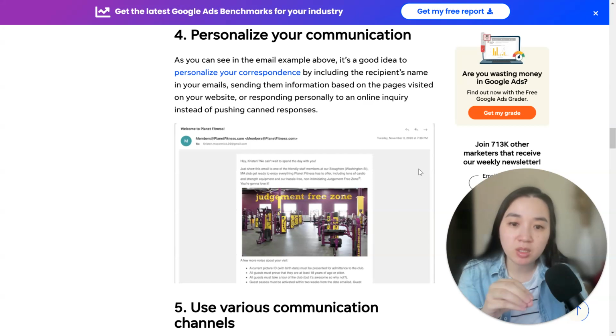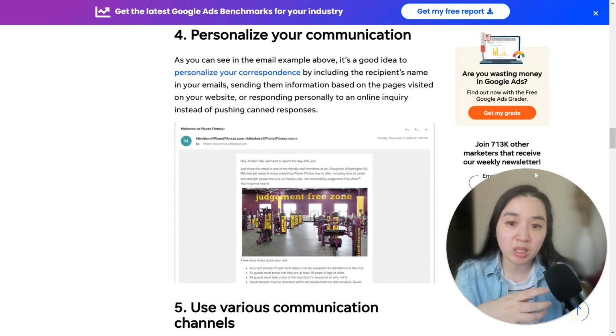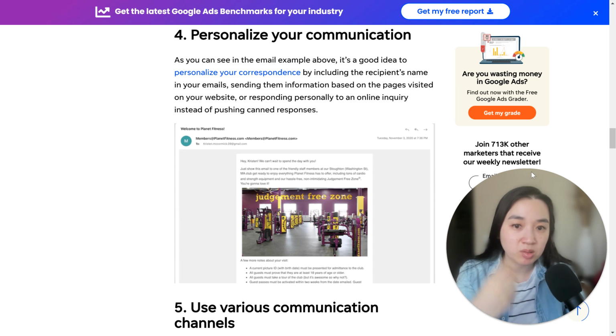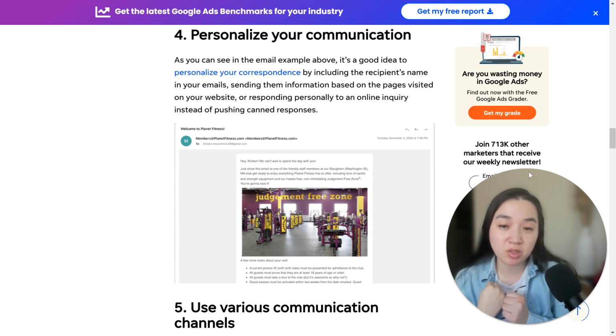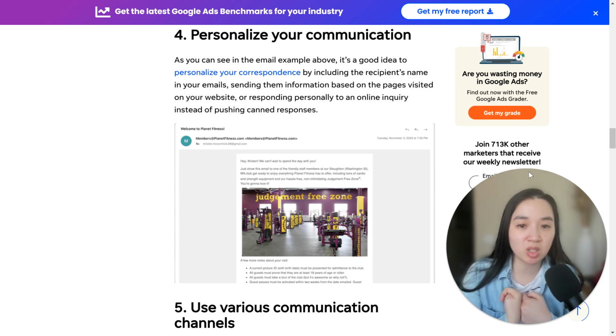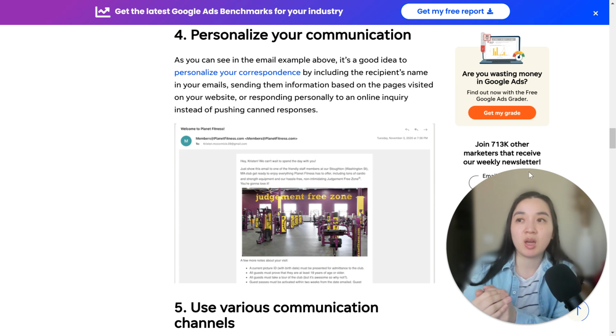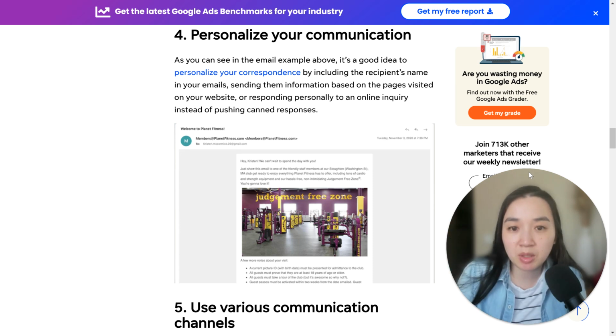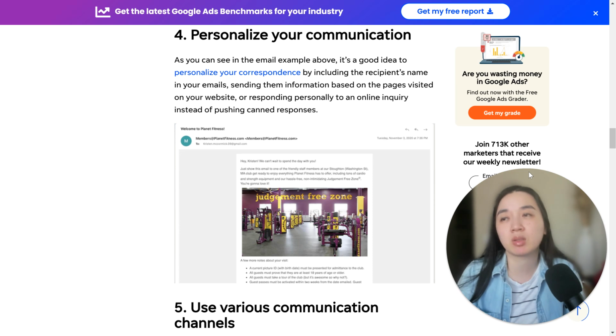Number 4, personalize your communication. It's a great idea to personalize communication, mention their first name in your emails. It makes it seem a lot more personal. I know it might not actually look like someone took the time to write out this long email, but definitely personalizing it is going to be important.